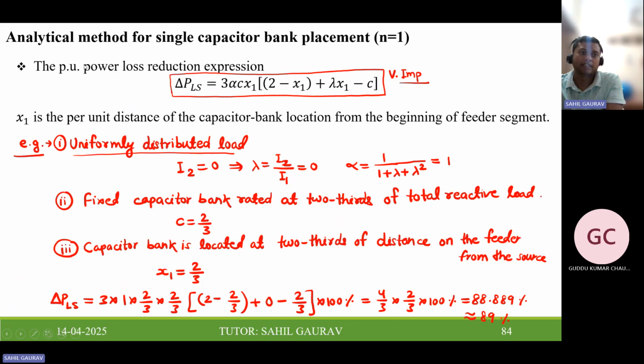Now you can find the per unit power loss reduction expression. So this is very important. One of the questions asked on this single capacitor bank placement is what is the per unit power loss reduction by placing the capacitor bank at a specified place. So x is the per unit distance of the capacitor bank location from the beginning of the feeder segment.